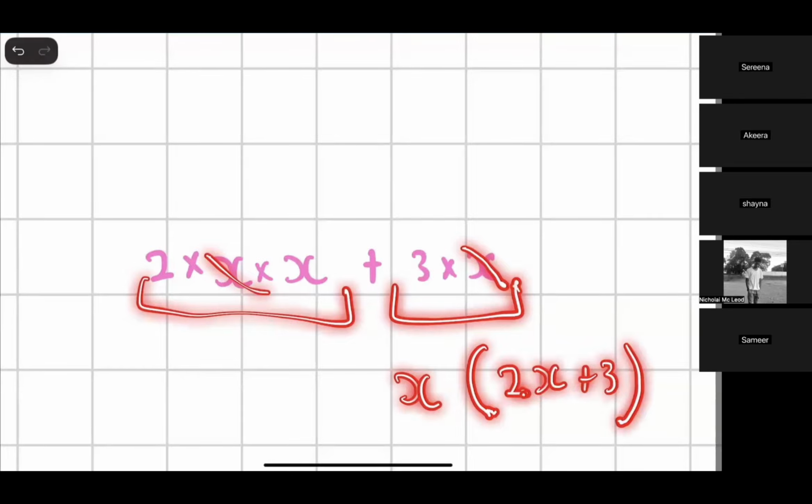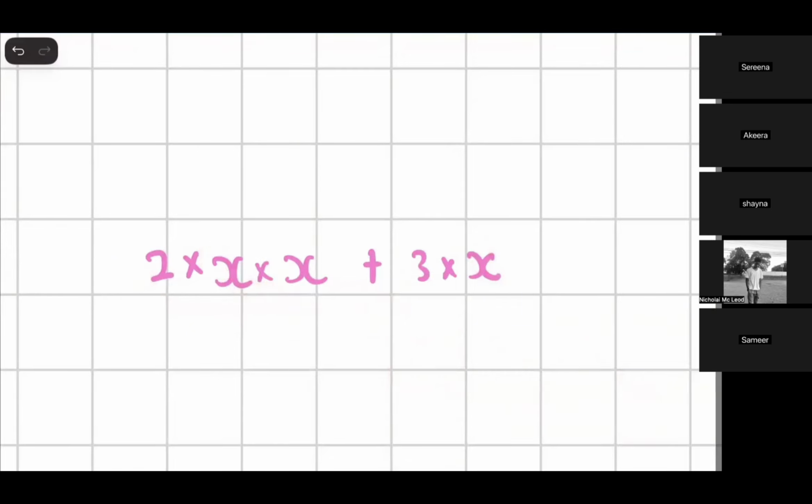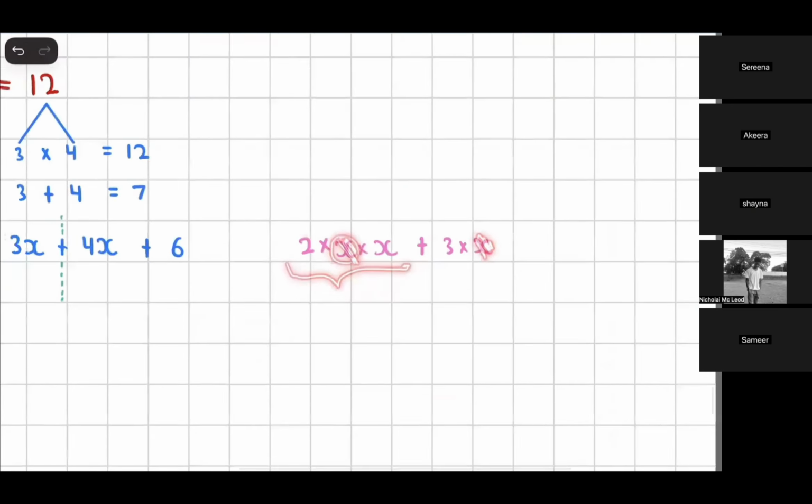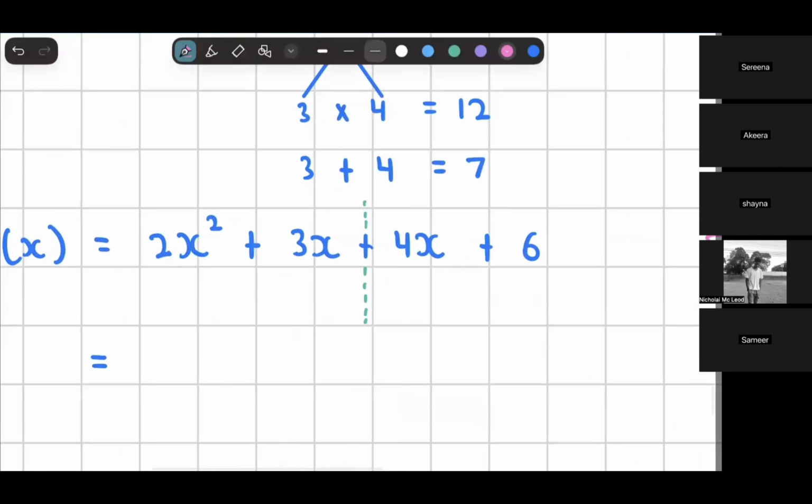So observe something. We pulled out an x from 2x squared. We pulled out an x from 3x. So if that's the case, we still have 2 multiplied by what? 2 multiplied by x, which is 2x. So over here now, we're going to pull out x. It's going to be 2x over here, and it's going to be plus 3 over here.